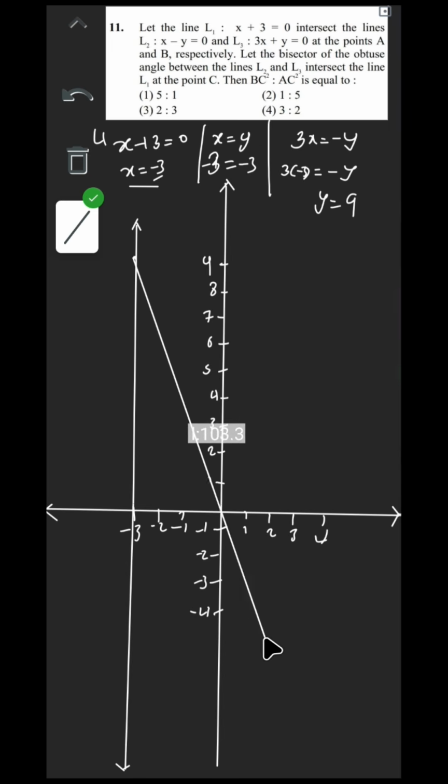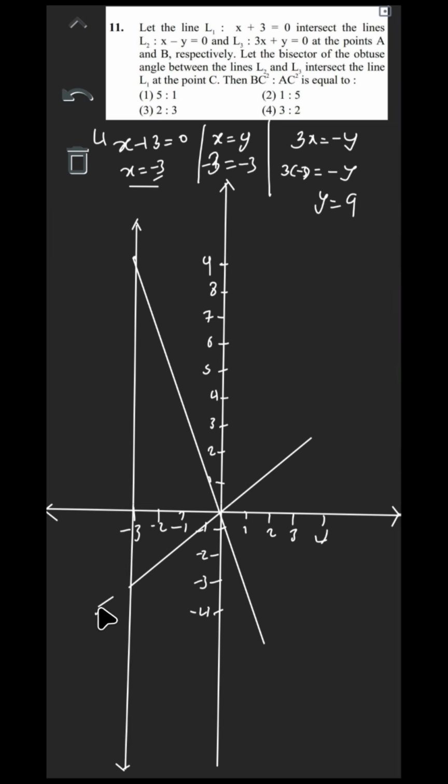So y is equal to 9, the point B, I will draw the line, and the x is equal to y line I will draw. So the intersecting points are A and B. Now OC is the angle bisector. So we know the angle bisector theorem: BC by AC is equal to OB by OA.